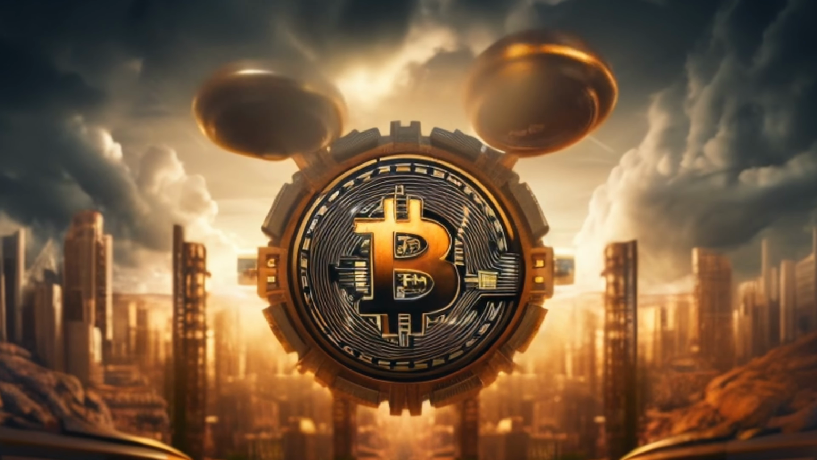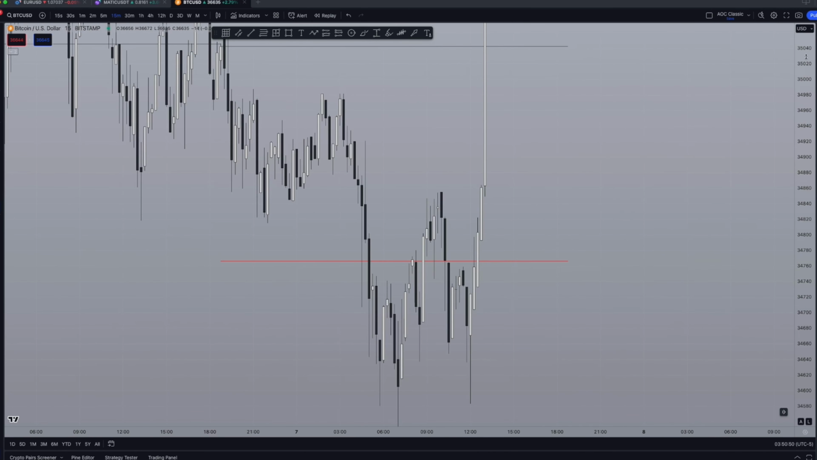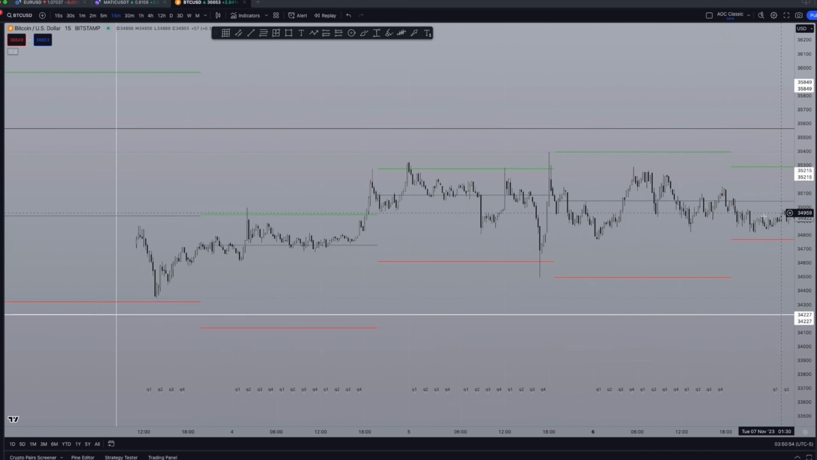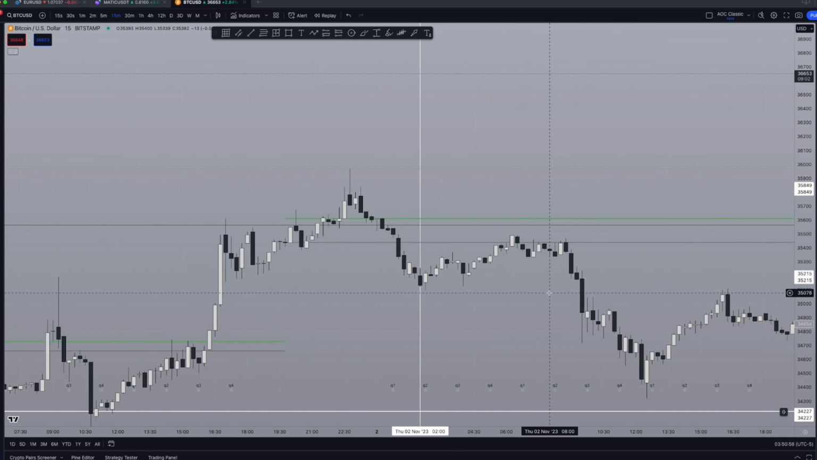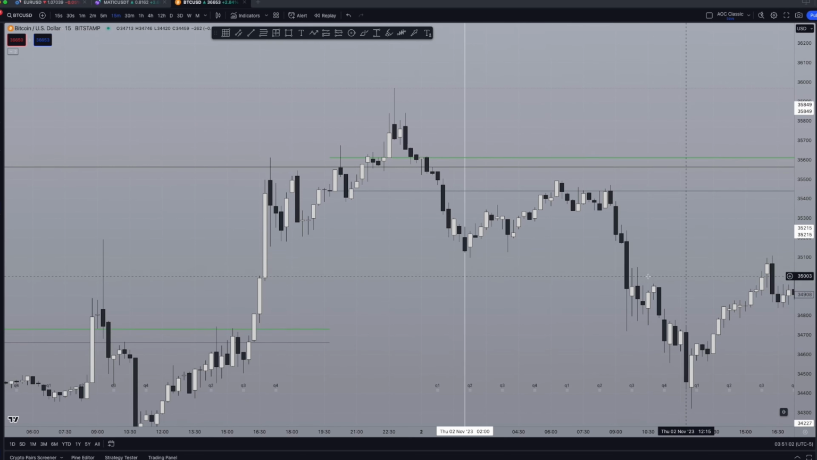Now let's get into Bitcoin so that I can give you more of a crypto example to show that this also works in crypto. This works exceptionally well in crypto, actually. So I think I marked out a couple of levels, just recent examples, so that you guys can go ahead and study this on your chart yourself.